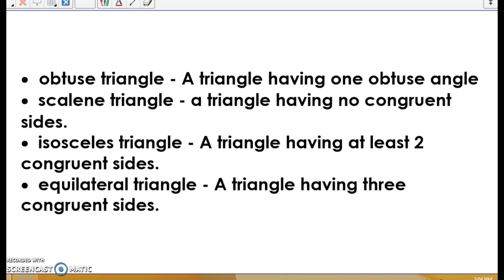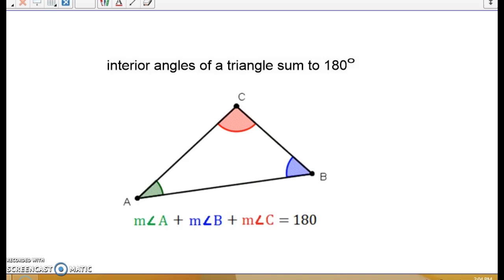And then these are the three new ones for today. So a scalene triangle is a triangle that has no congruent sides, so none of the angles are going to be the same. Isosceles has two angles that are the same, so like a 70, 70, 40. And then an equilateral triangle has all of them the same, so like a 60, 60, 60.